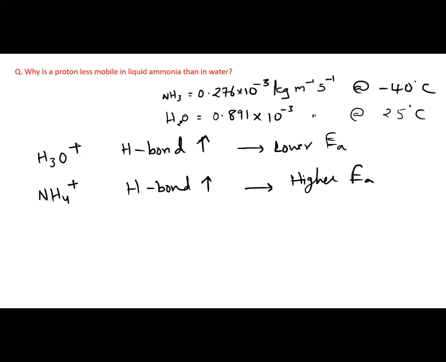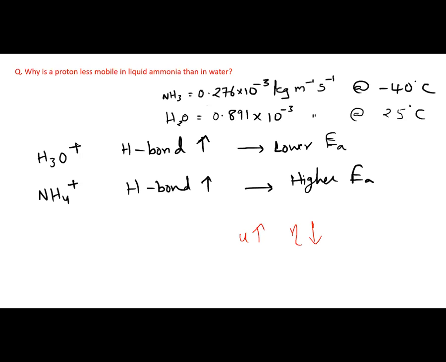Going to the next question. Why is a proton less mobile in liquid ammonia than in water? For this one, we have to consider the properties of a solvent or a solution, which is viscosity. We have seen previously that the mobility increases as the viscosity or the coefficient of viscosity decreases. So let's compare the coefficient of viscosity values for both ammonia and water.